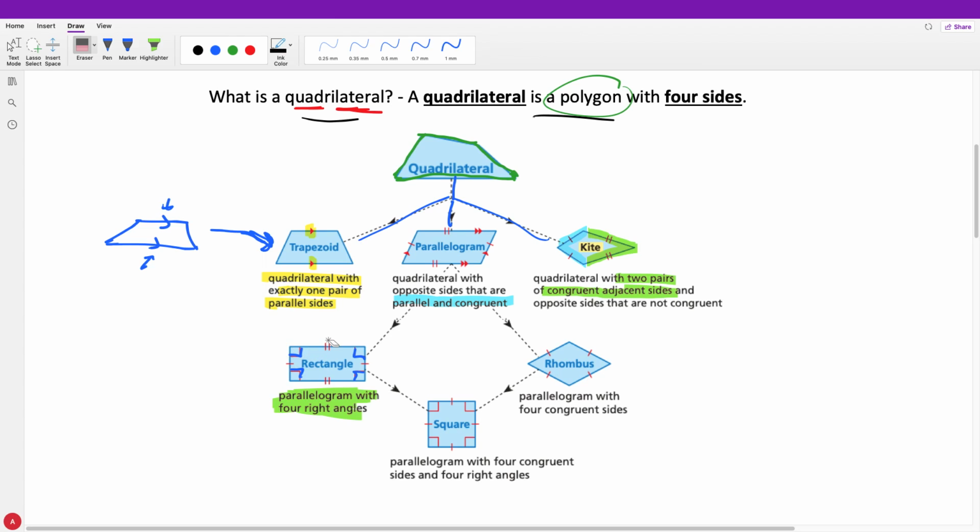That means those sides are... But since 2 does not equal 1, it doesn't mean all four sides are equal. All right, and then the next special parallelogram that we'll learn about is a rhombus. And a rhombus is a parallelogram with four congruent sides.